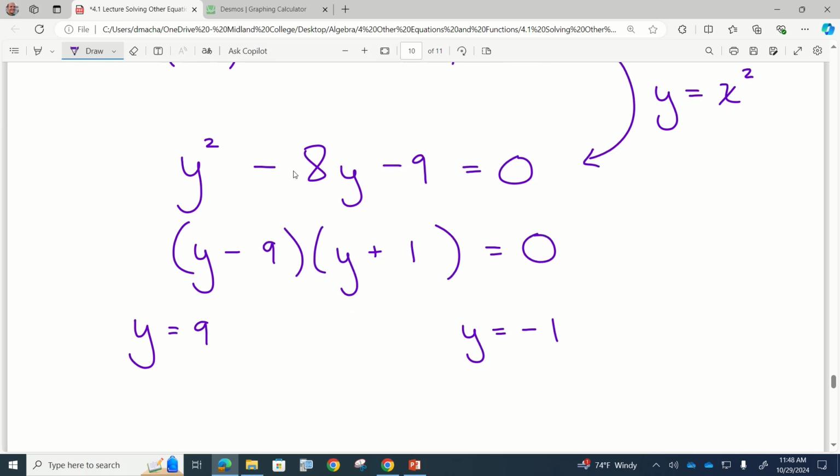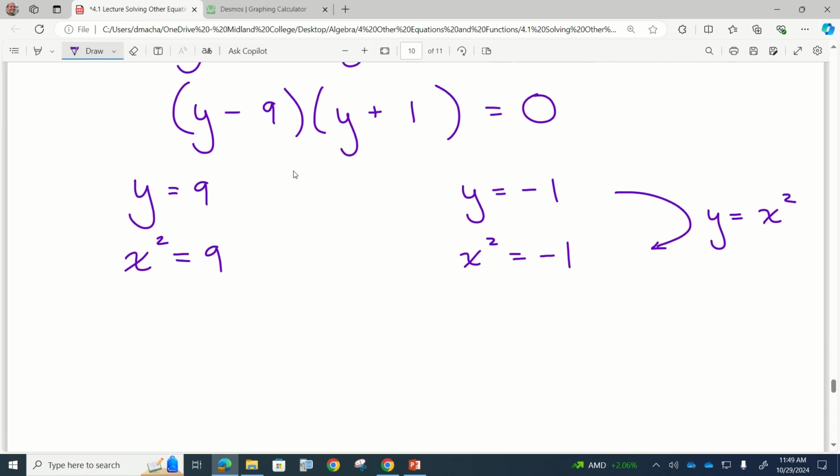Of course, I don't care what y is. What I really care about is what is x. I need to find my solution in terms of my x variable. And so to find that solution, I just have to use that substitution, and this time I'll replace every y with x squared. So I write x squared is equal to 9, and x squared is equal to negative 1. I'm going to have 4 solutions in total.